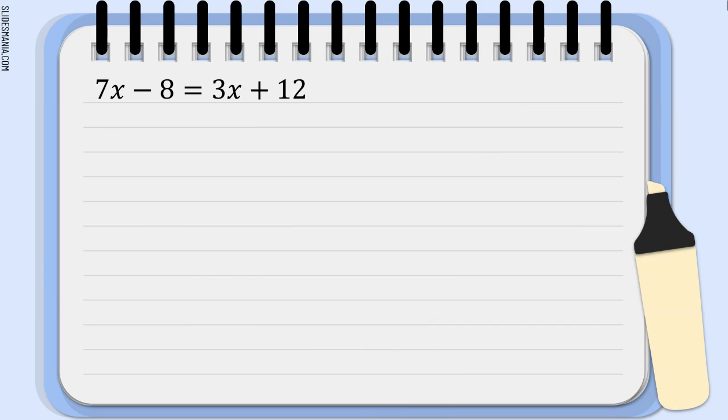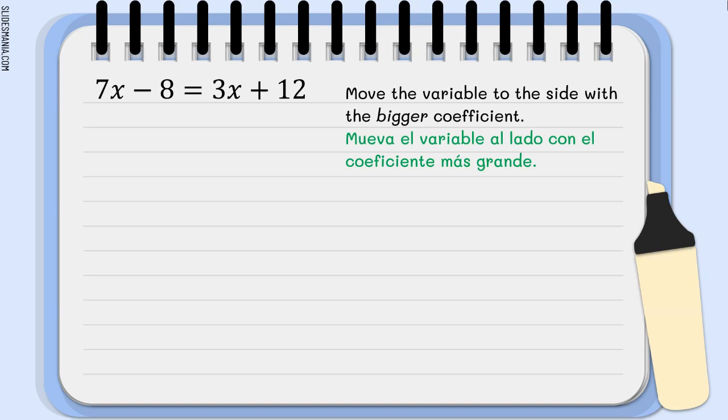Here's another example. Move the variable to the side with the bigger coefficient. Al lado con el coeficiente más grande. Now we are subtracting 3x. Resta 3x.